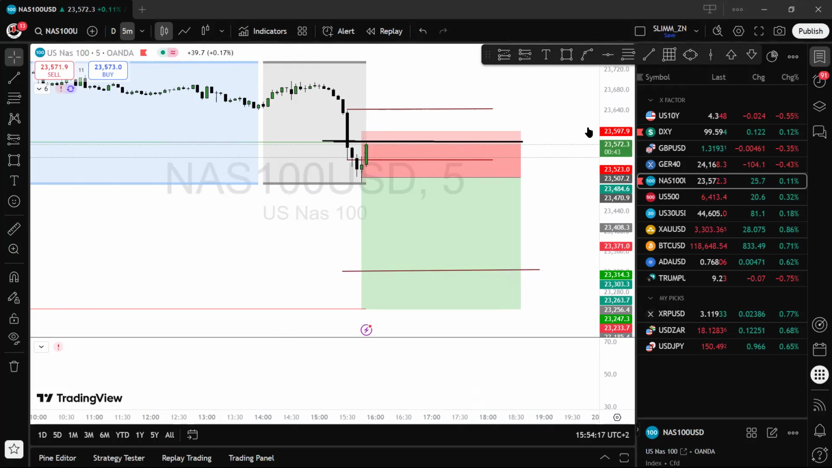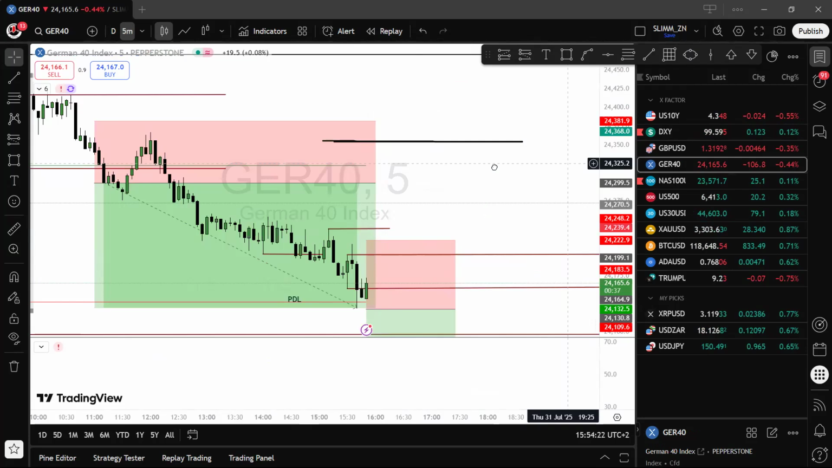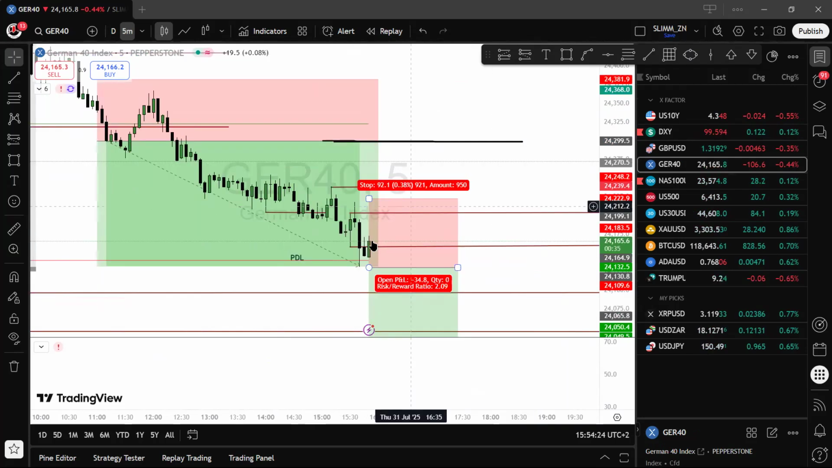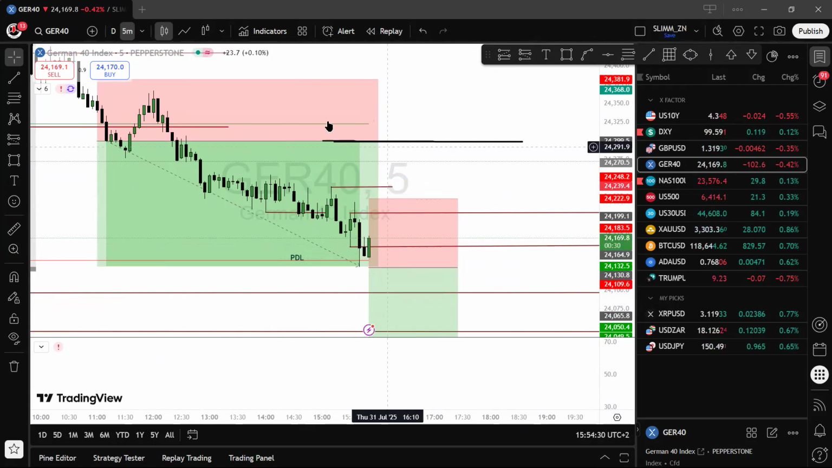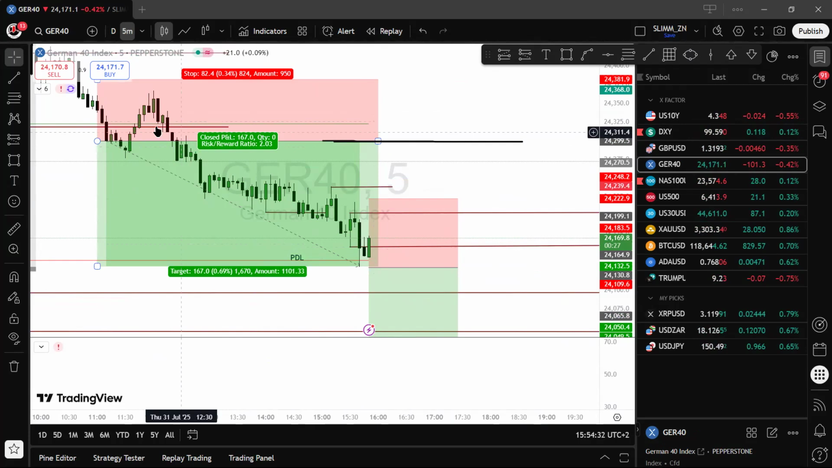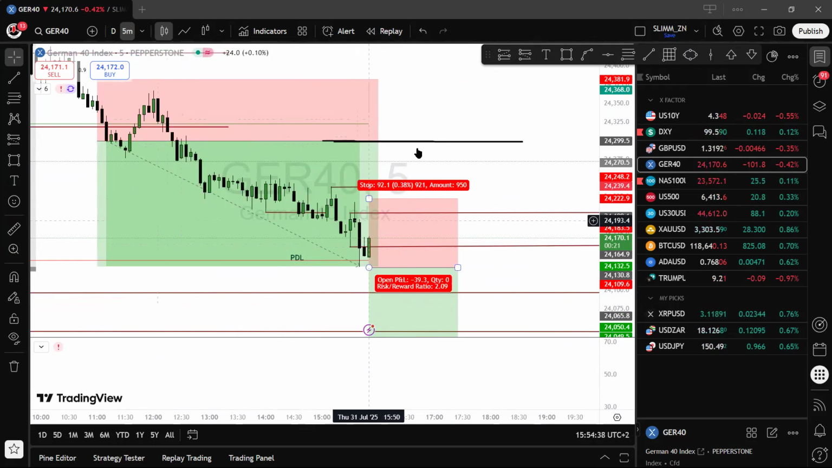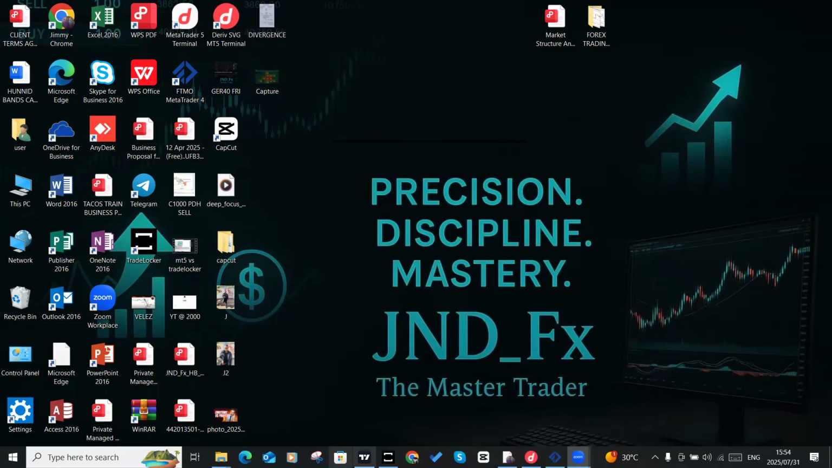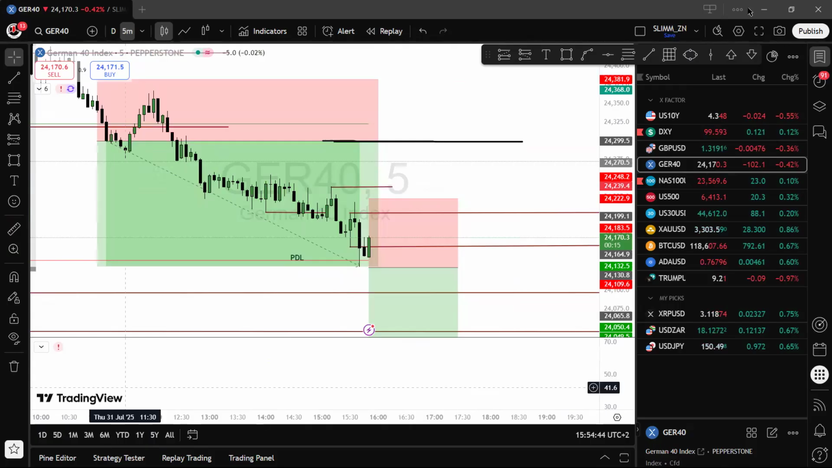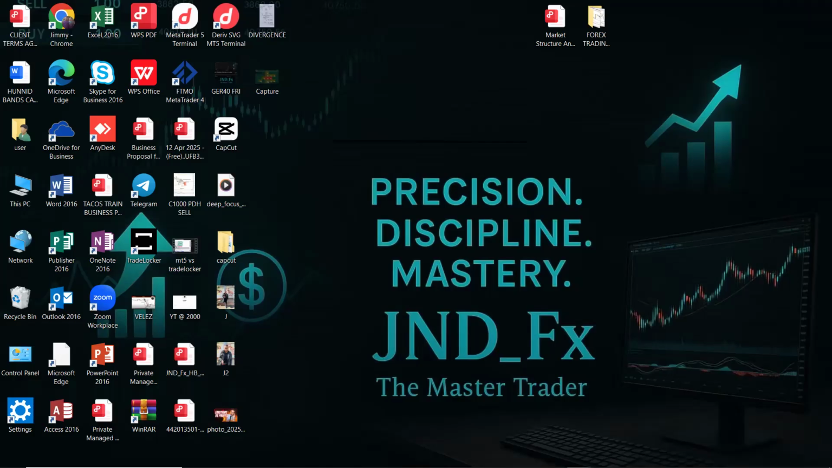which makes me a little bit skeptical about the sells on German 40, because German 40 can now trade back up into the previous day's high, because they fulfilled this range from previous day's high to the previous day's low, so they could now retrace. So we don't want our entry to be triggered and then be taken out.